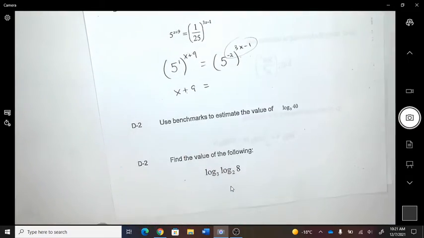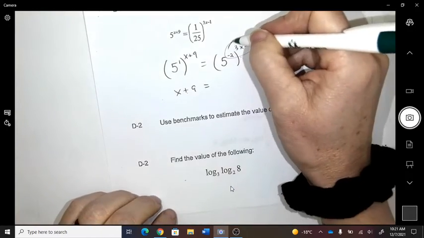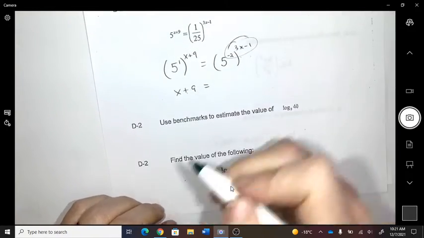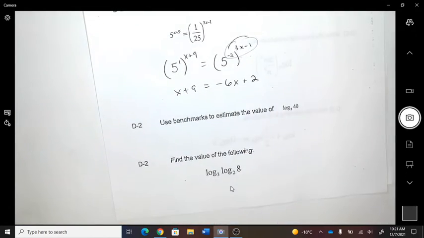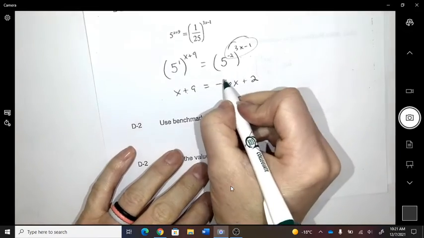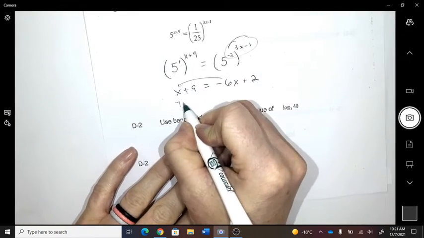What do you do with that? What kind of math operation? Multiply, and don't forget to distribute it. Okay, so I'm going to move some stuff here.